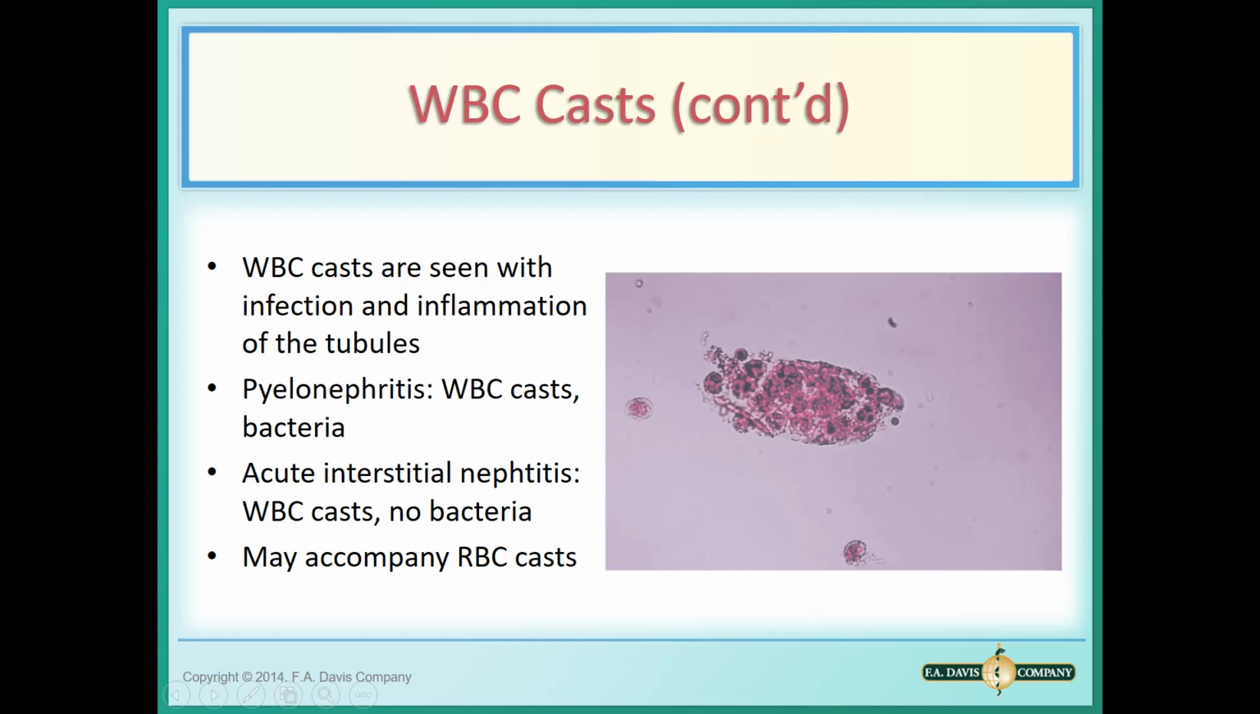Remember I talked to you as casts are sitting in urine for a period of time, the stuff within the protein matrix starts to break down. Red cells break down into hemoglobin, and they continue to break down. White blood cells can start to break down as well. The cells degenerate within the cast formation, and instead of seeing individual cells, we just see the granules that remain. And so we're going to call those granular casts.